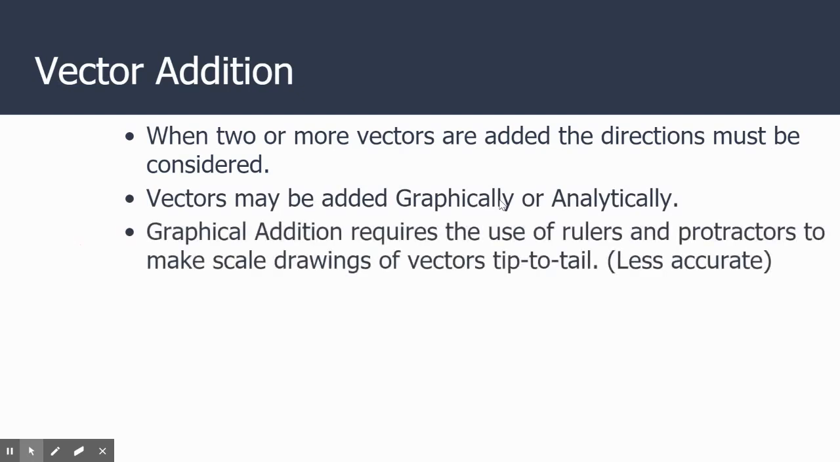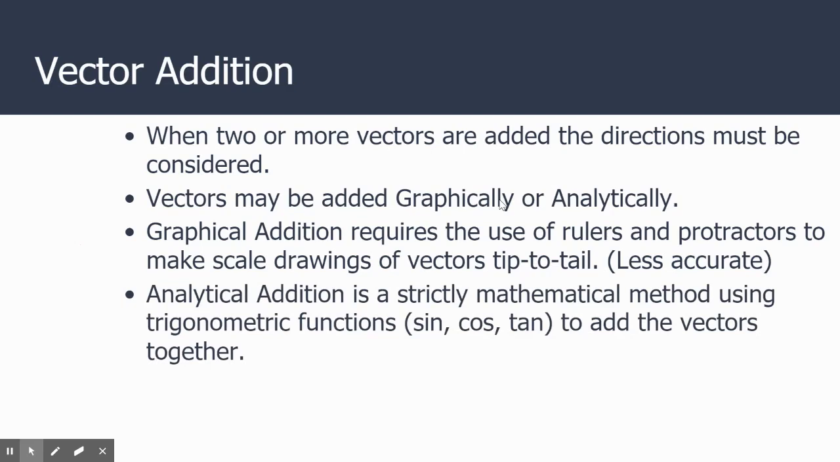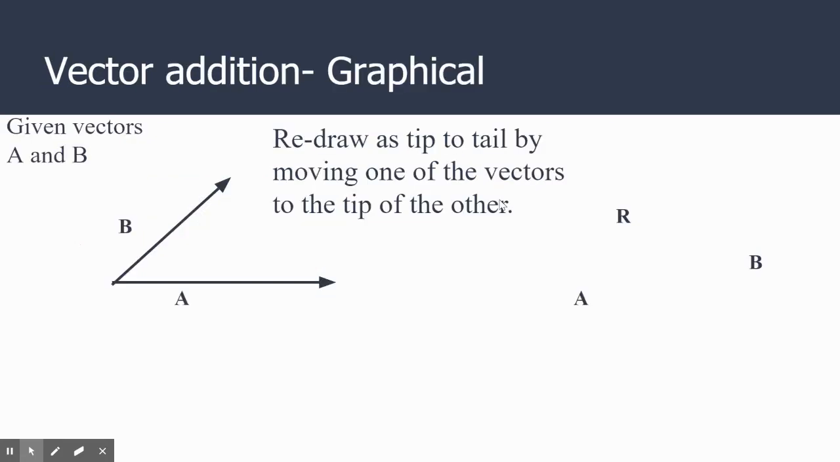Graphical addition requires the use of rulers and protractors to make scale drawings of vectors tip to tail. We'll talk about what tip to tail means in the next slide. It's less accurate. Analytical addition is a strictly mathematical method using trigonometric functions such as sine, cosine, and tangent to add the vectors together.